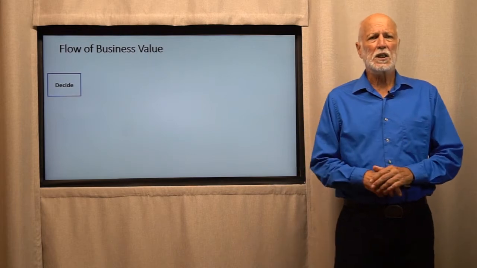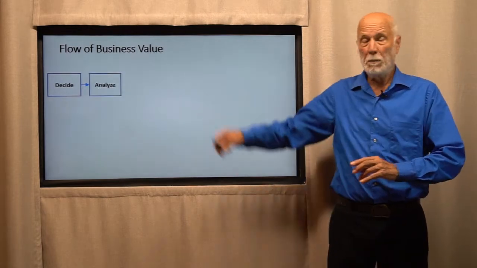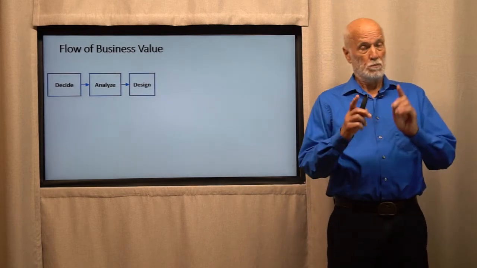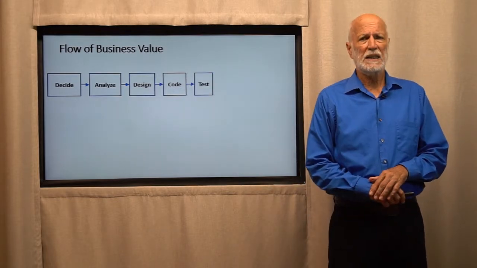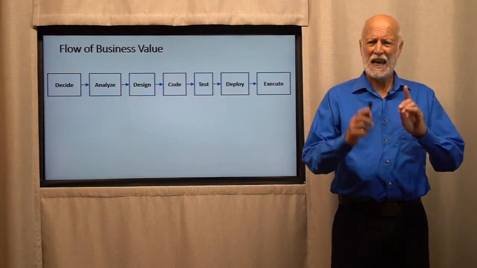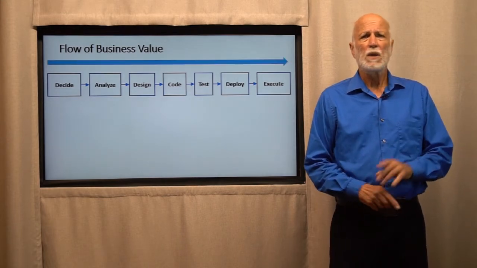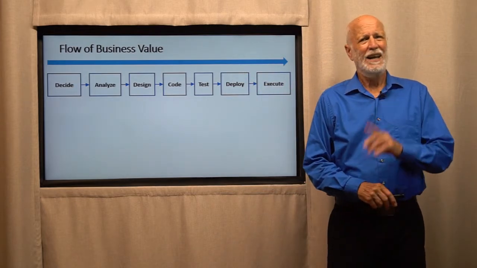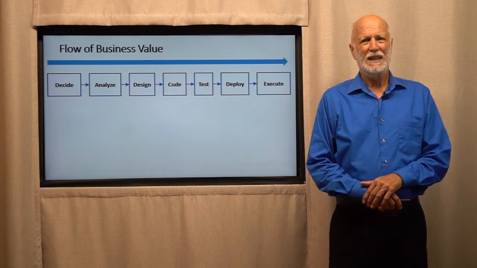You decide you're going to do something small like a feature or story. You may do a little bit of analysis to understand that feature or story, a little bit of design, a little bit of coding, some testing, deploying, and finally executing in production. And you get the flow from the decision to production. Now, if it were only that simple, what happens?